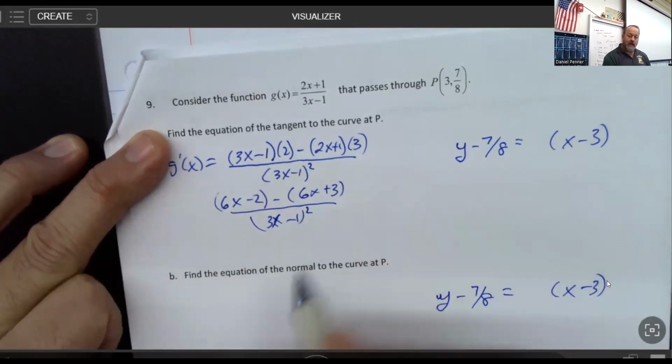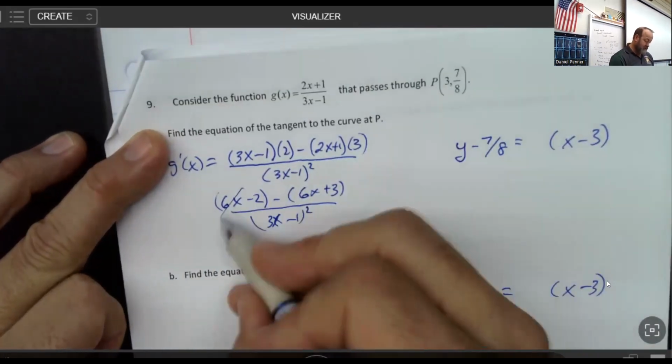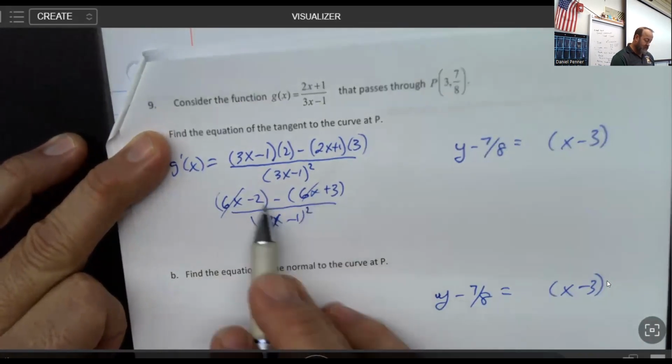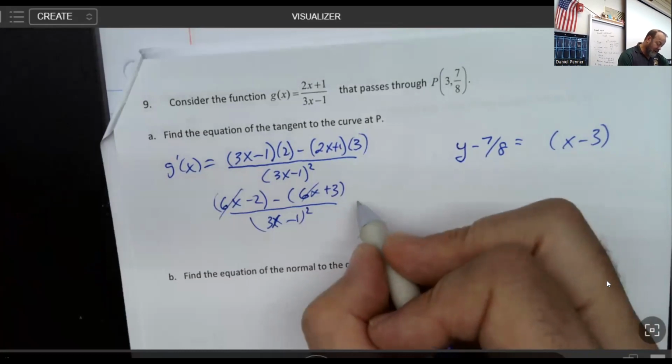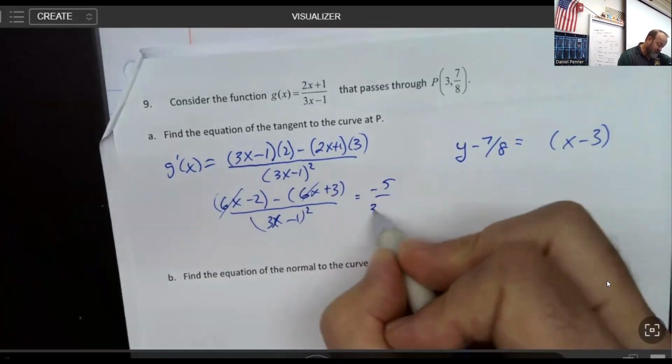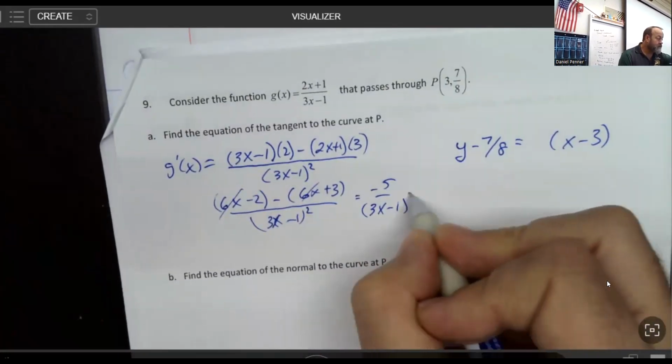Hey, something cool just happened. The 6x is canceled. 6x minus 6x, and -2 minus 3 is -5. Well, that was pretty nice. So I got -5 over 3x minus 1 squared.